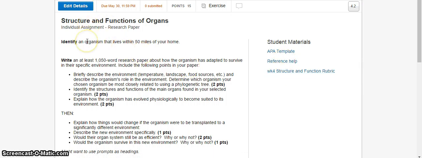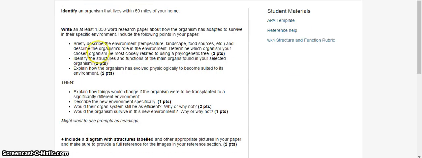For this paper, you're going to pick an organism within 50 miles of your home. It is a paper, so no first person point of view. That means no I, you, we, are, my, etc. You're going to write at least a 1,050-word research paper about how the organism has adapted to survive in its environment.